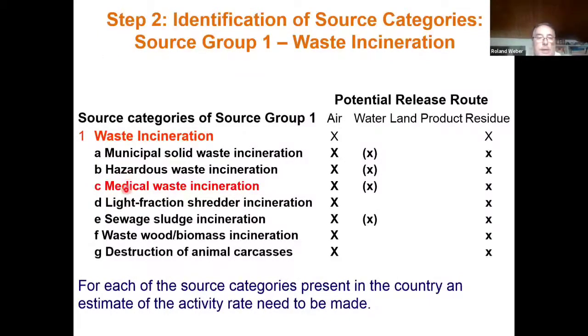What you see here is that we have 7 different types, but I have looked at Oman and seen that in your first inventory you only had medical waste incineration. Maybe you still only have medical waste incineration, but maybe in the last 10 years you have built a municipal waste incinerator. So you would need to check what waste incinerator types are operating in Oman. Then for each of these incinerators, you would look at the activity rate: how much waste is this medical waste incinerator incinerating?